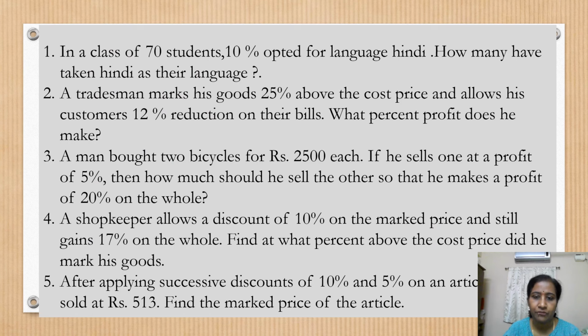Now 5 minutes, 5 sums. You can take a screenshot of this and the answers and check whether you get it correctly. Now the first sum: 10% opted for language Hindi. So this also you can use the same technique. A tradesman marks his goods 25% above the cost price and allows his customers 12% reduction on their bills. What percentage profit does he make? So this problem I will tell you how to do it.